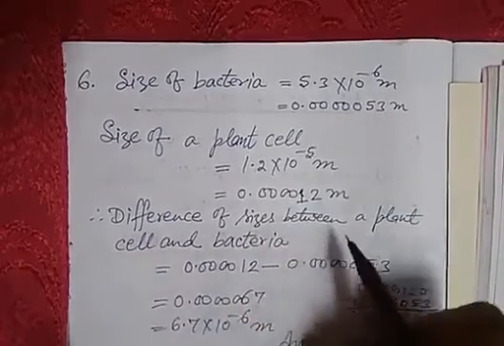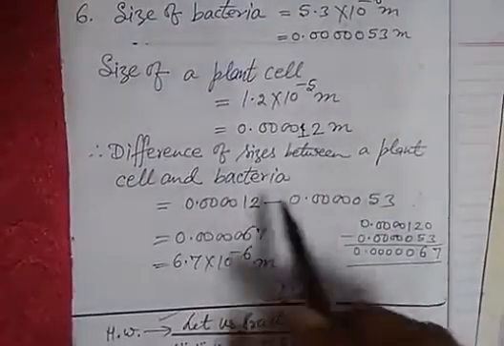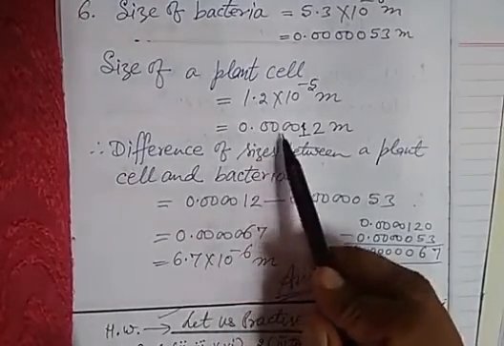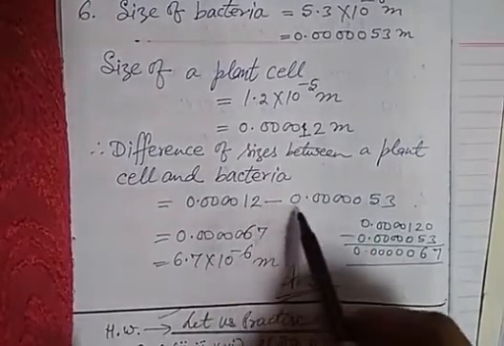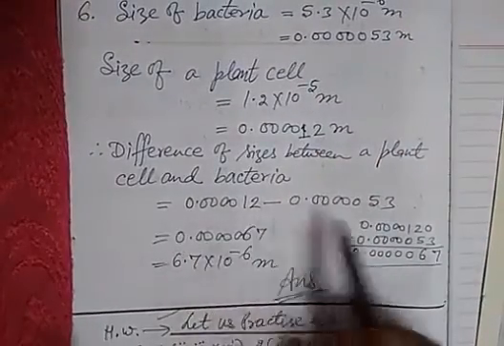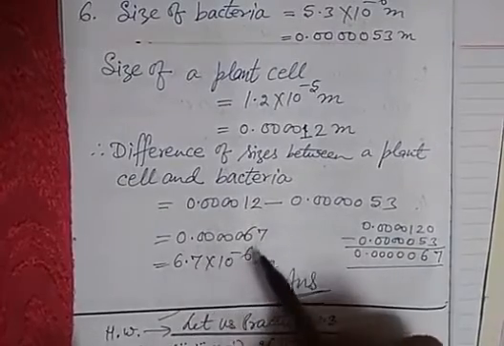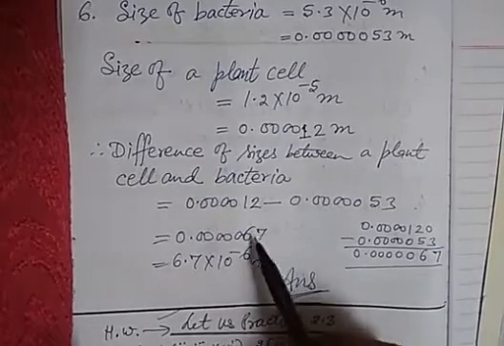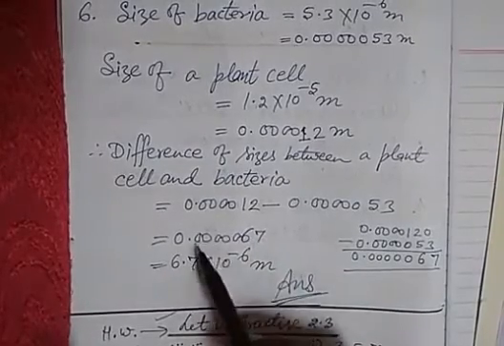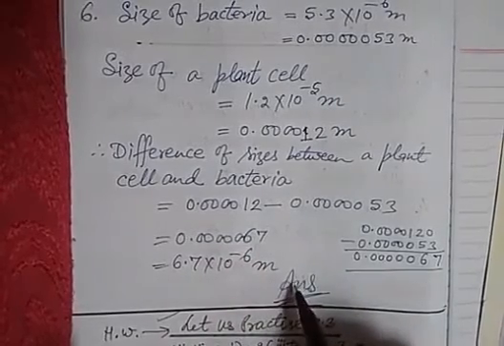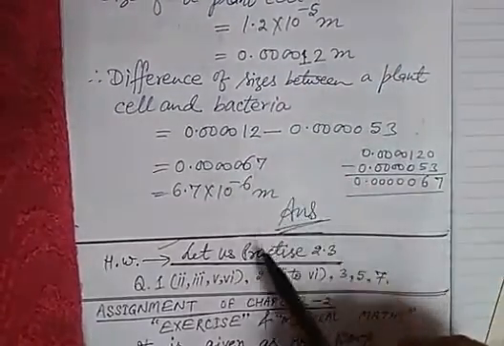So the difference of sizes between a plant cell and a bacteria is equal to 0.000012 minus 0.0000053. We subtract and get the result. Now in standard form it can be written as 6.7 into 10 to the power minus 6 meter, shifting the decimal 1, 2, 3, 4, 5, 6 places. This is the answer. Now you have to write it in your classwork.